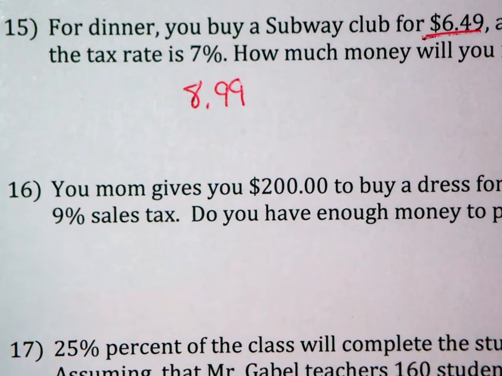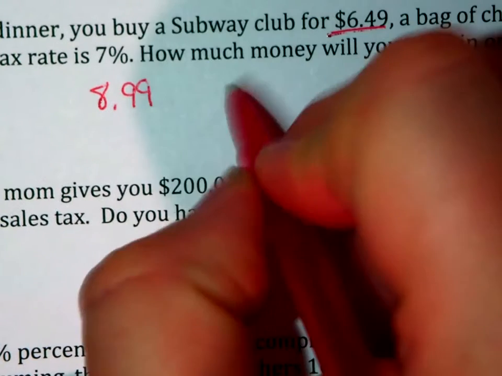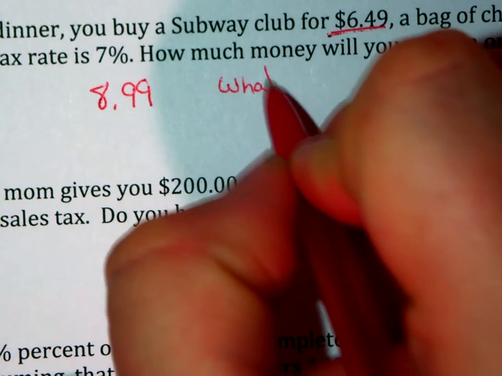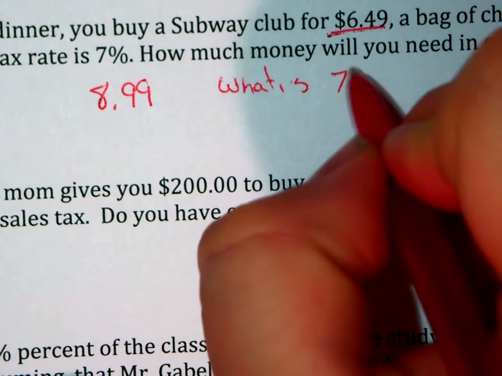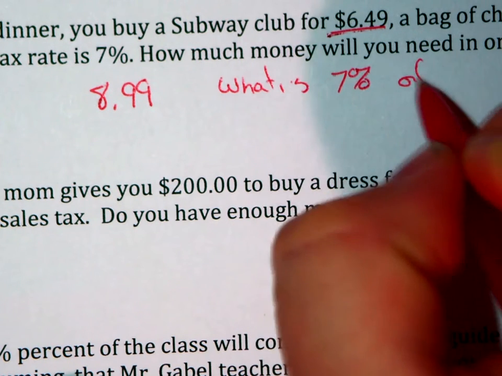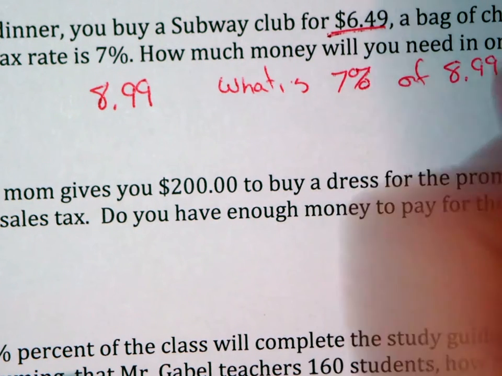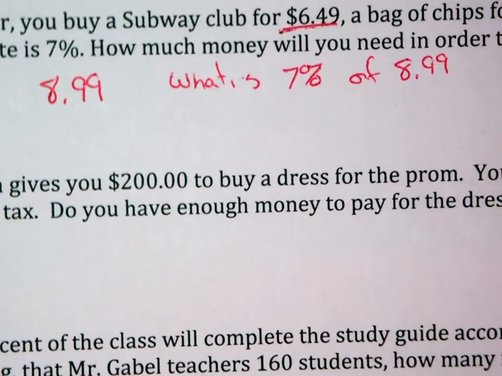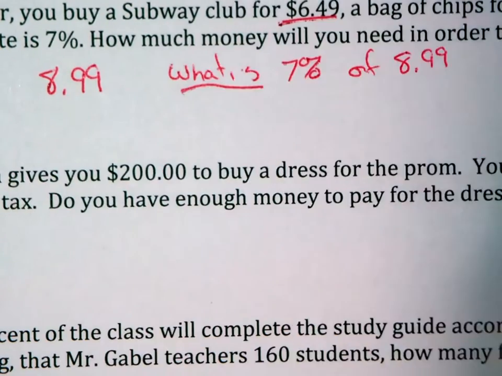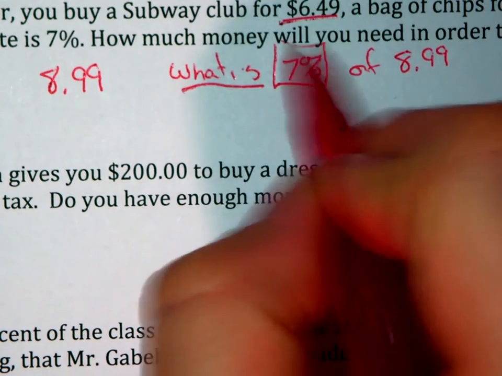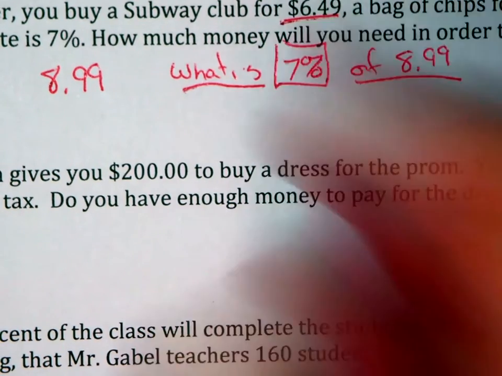So I want to ask a what is statement. What is 7% of $8.99? So now I have a is statement, percent identified, and an of.